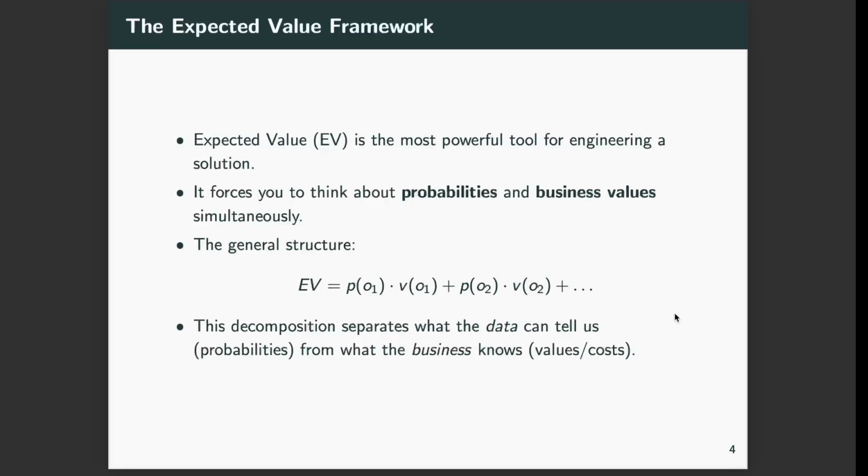This decomposition is profound. It separates the problem into two clean pieces. The probabilities are estimated from data using the statistical and machine learning tools we have been studying all semester. The values come from the business, from accounting records, from pricing models, from strategic decisions. This separation is what makes the expected value framework so powerful and so practically useful. Data scientists contribute the probabilities, domain experts contribute the values, and the expected value formula is the rigorous mechanism that combines them into a coherent decision framework. We are going to see this framework in action through two detailed case studies. The first one is coming right now.